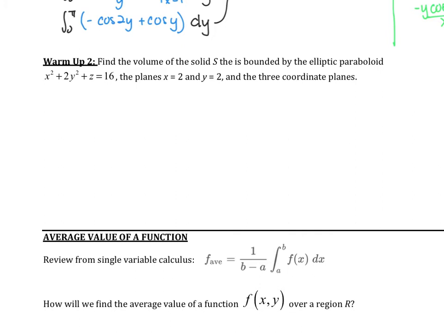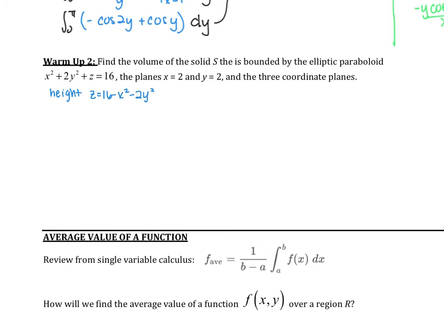So it says that our height is represented by this elliptic paraboloid, x squared plus 2y squared plus z equals 16. Well, as a function, the height of my prisms, the height of my surface, can be rewritten as z equals 16 minus x squared minus 2y squared. This is going to be my function. Remember, f of xy is just another way of writing z equals, that third variable. And so there is my height.